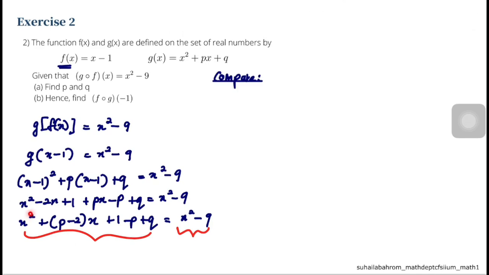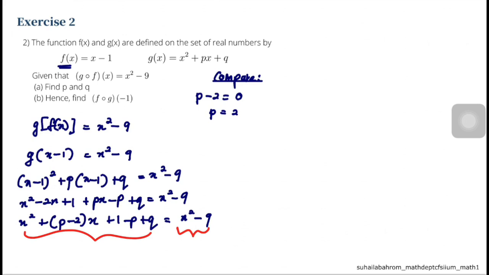As you can see, on the left hand side we have x squared, and on the right x squared. We have the unknown p in the second term, which is the x term, p minus 2, and we don't have a term in x on the right hand side. Therefore, we just put p minus 2 is equal to 0. Therefore, we get the first unknown, p is equal to 2.